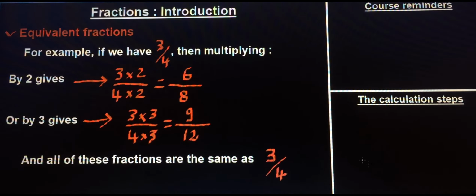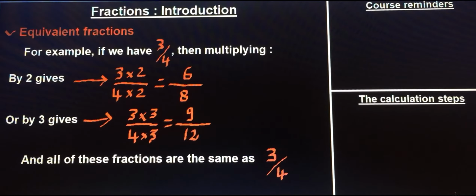For example, if we have 3/4, then multiplying by 2 gives 6/8, or by 3 gives 9/12, and all of these fractions are the same as 3/4. Equivalent fractions can be found for any fraction by multiplying the top number and the bottom number by the same number.